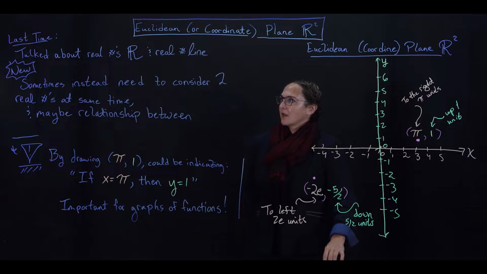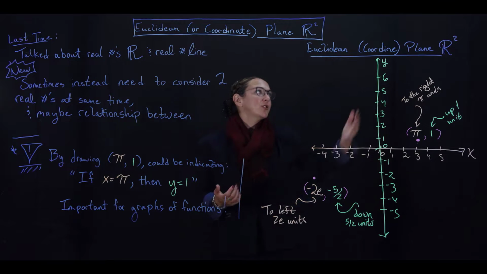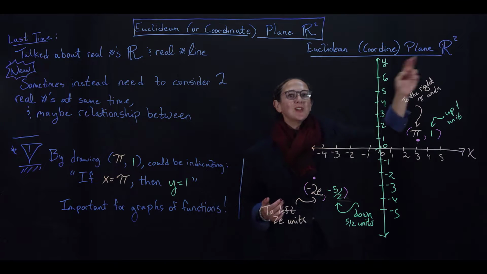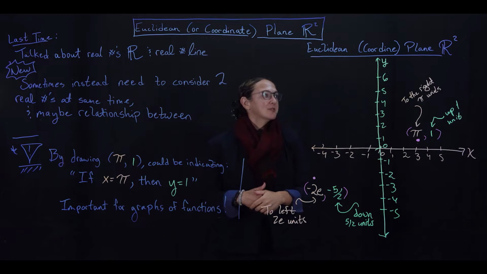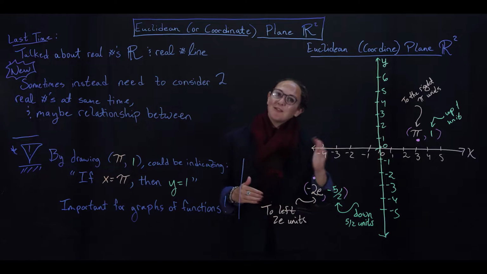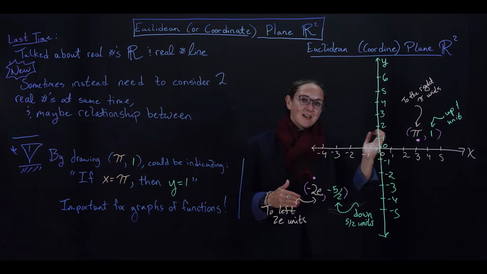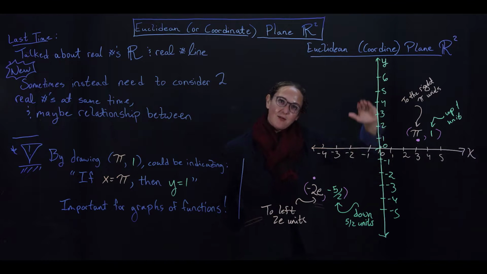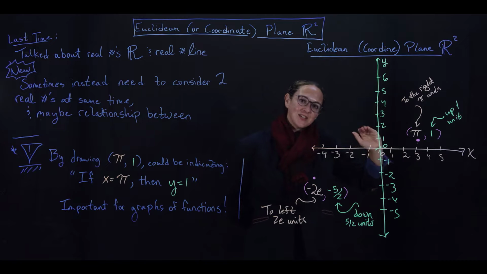So we denote it R2 because it's 2 copies of R, which is the real numbers. When I put the 2 lines there, I'm talking about the real numbers. First coordinate is my x coordinate. Second coordinate is my y coordinate. First coordinate, if it's positive, tells me how far right I go. If it's negative, it tells me how far left I go. Second coordinate, if it's positive, tells me how far up I go. If it's negative, it tells me how far down I go.